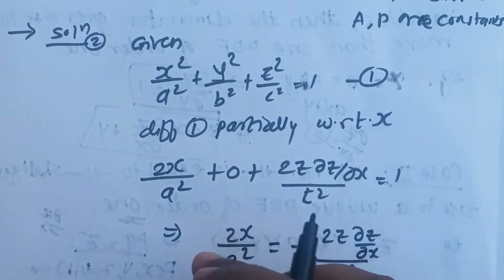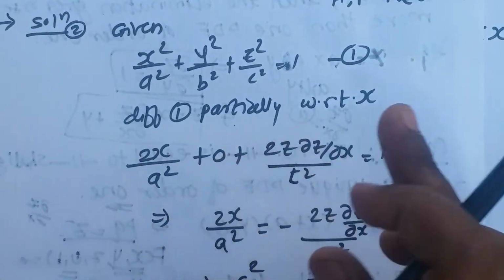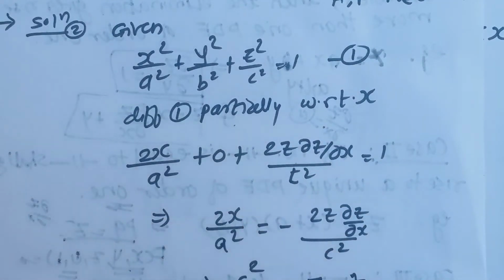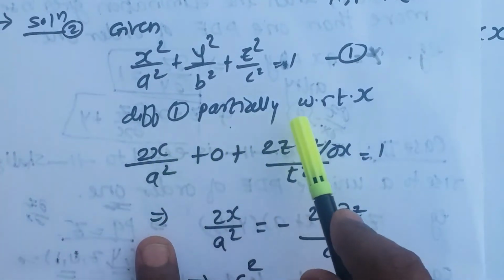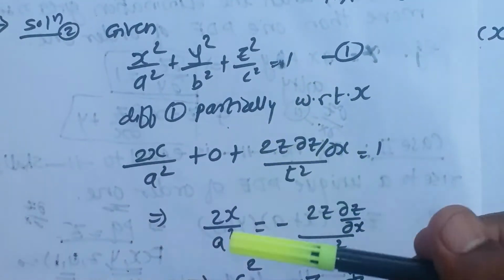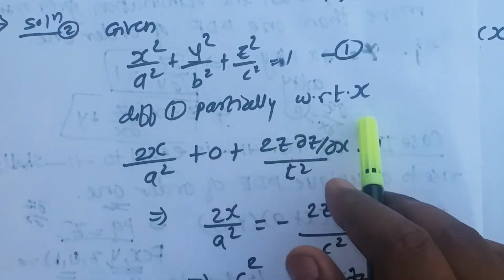Now see the solution. So we have considered the given equation x square by a square plus y square by b square plus z square by c square equal to 1. Differentiate 1 partially with respect to x. Generally we start by differentiating with respect to x or y. So I have differentiated with respect to x.